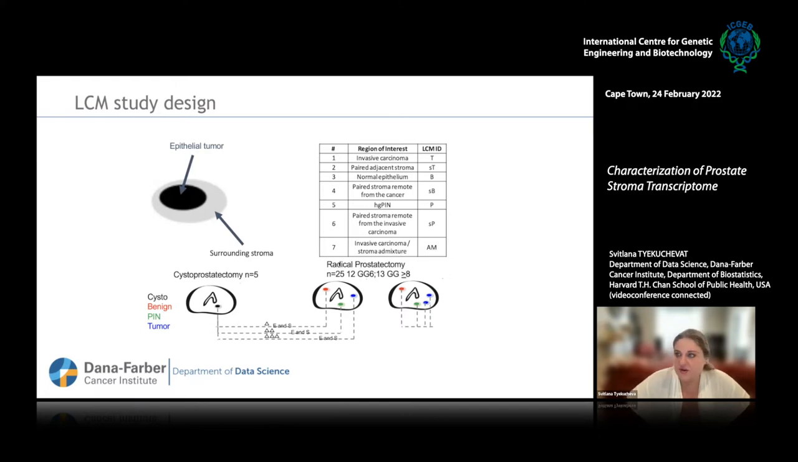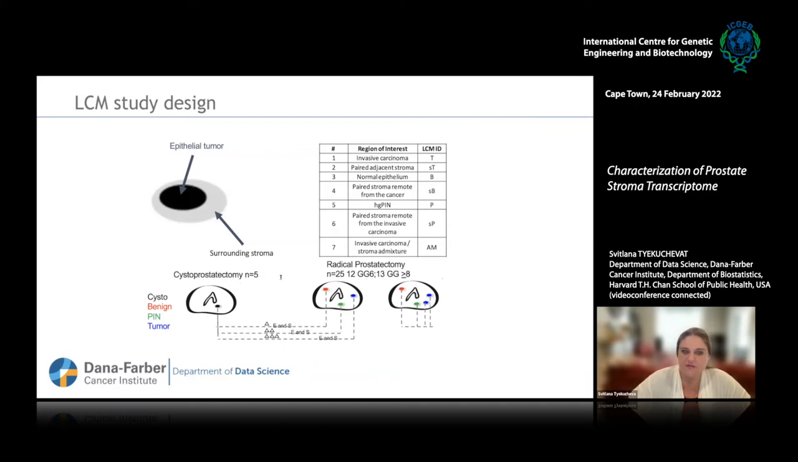This was a relatively small study. It was large for laser capture microdissection, but reasonably small. We had 25 radical prostatectomy specimens, 12 of them with Gleason grade 6 and 13 with Gleason grade 8 and above. For each specimen, 6 regions of interest were taken. So we took all these 6 regions, epithelial and surrounding stroma.